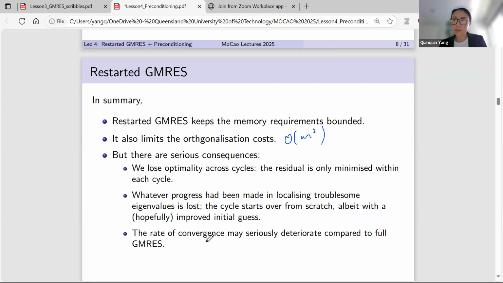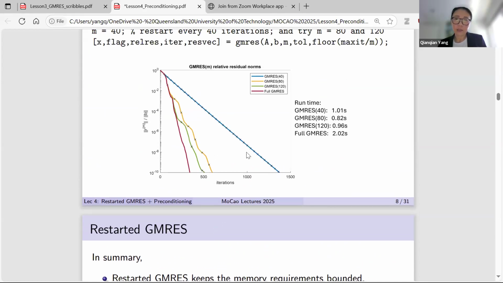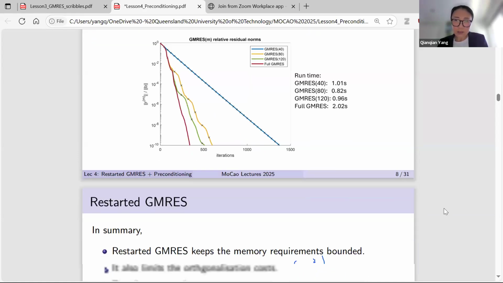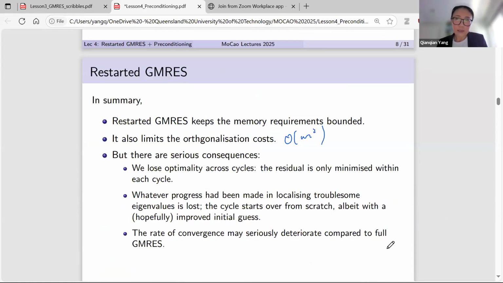Yeah, as you see in the previous example, the rate of convergence may be seriously deteriorated compared to the full GMRES. Okay, so for m is 40, it takes a while. I mean, in terms of iterations, it converged. But if I start with a GMRES 20, I don't know, you can try that yourself, and it will probably take a long time to converge to the desired tolerance. Okay. So that's the key point about restarted GMRES.